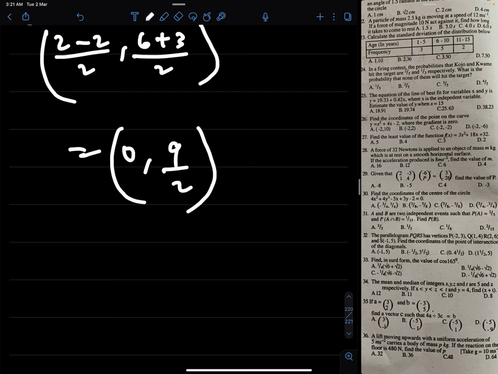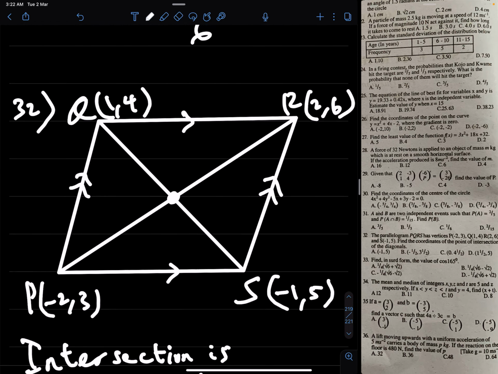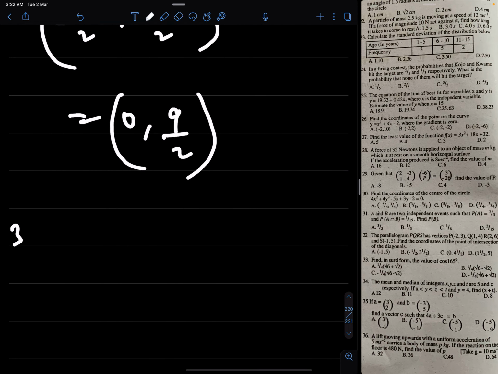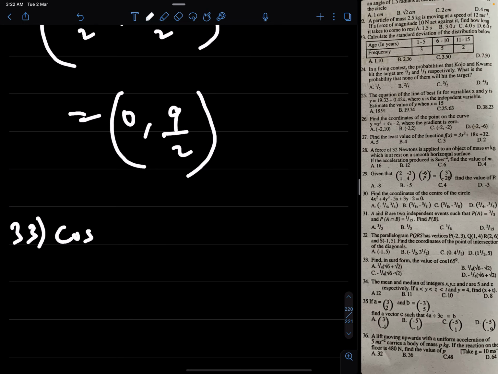That was clearly stated. Now to the next, which is number 33 quickly. 33, and I think the correct option is 0, 9 over 2. They did 0, 4 and a half. That's C. Find in surd form the value of cos 165. Cos 165 is the same as cos of 120 degrees plus 45 degrees.